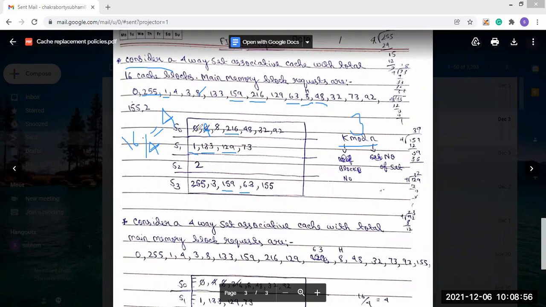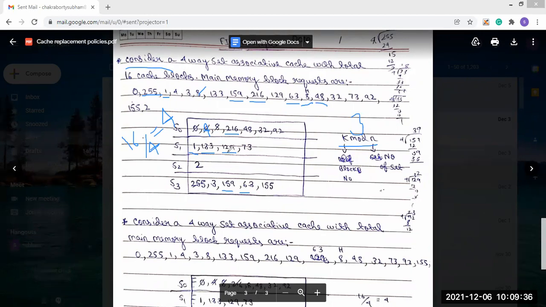But you see 0, 4, 8, 216, already 4 memory blocks are present in set 0, so where will I place 48? We have to allocate this memory block in set 0, but set 0 already has 4 memory blocks. To accommodate this 48, we have to replace any one block, and then only we can accommodate 48.